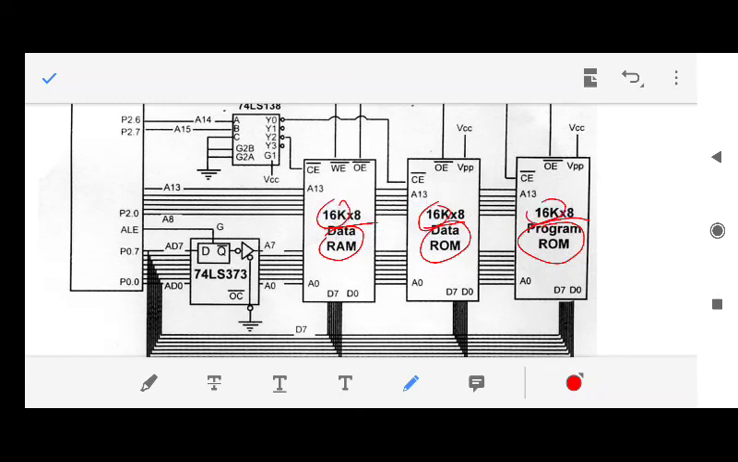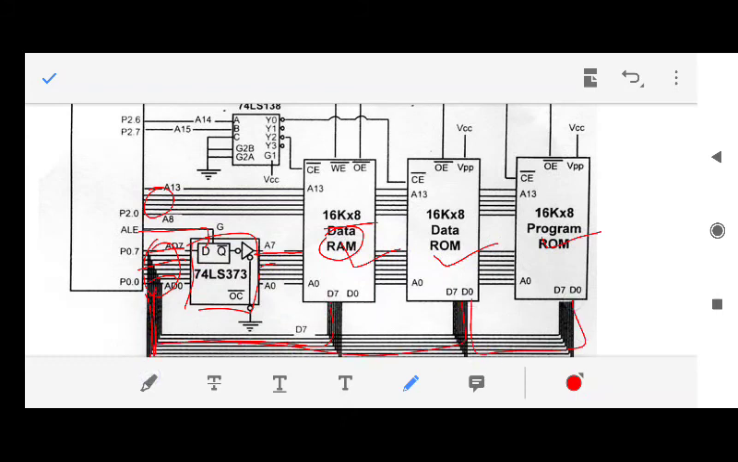Now, please remember, all are 16K. 16K means how many lines are required? 16K is 2 to the power 10 times 16, and 16 is 2 to the power 4. That means 14 address lines are required. Fine. Now of the 14 address lines, 8 address lines are taken from P0, and the remaining 6 address lines are taken from port P2. Now these address lines are connected to the latch, and this is connected to latch enable. These address lines are shared by all the memories. The data lines are also shared by all the memories.